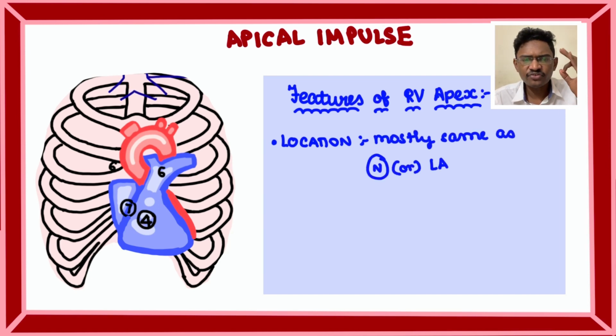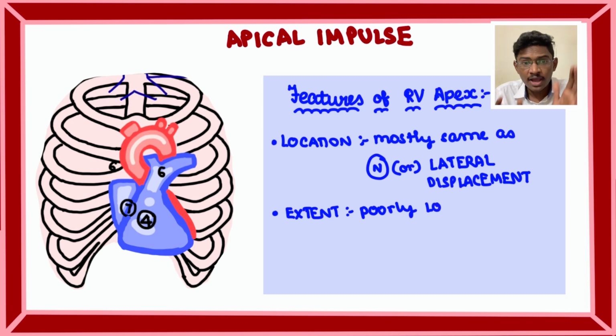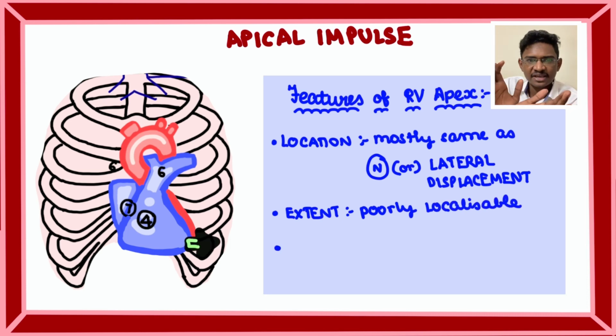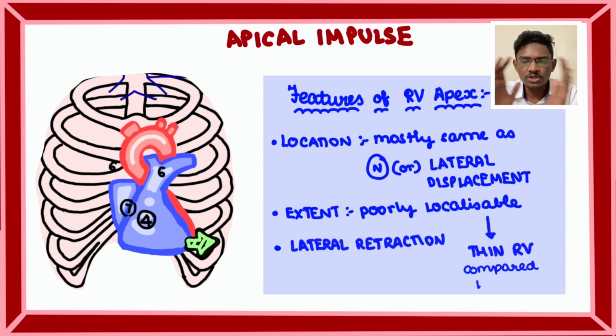What is a right ventricular apex? Apex is always formed by the left ventricle. But in some cases where the right ventricle undergoes extreme hypertrophy and forms the apex, it is the RV apex. What are the characteristic features that will tell it is the RV apex and not the left ventricle which has formed the apex? Three points you should know. One is, how is the apex localized? RV apex is poorly localizable.